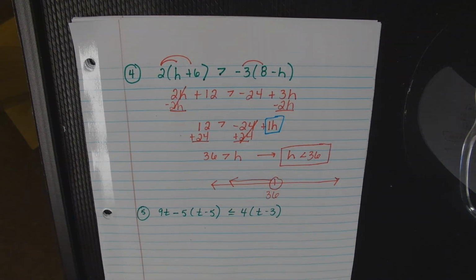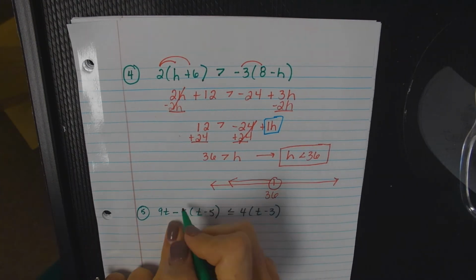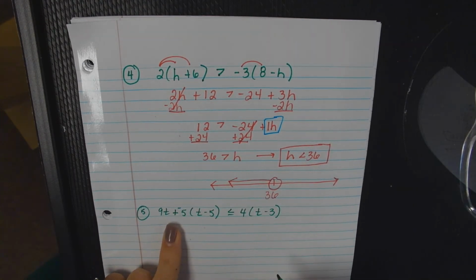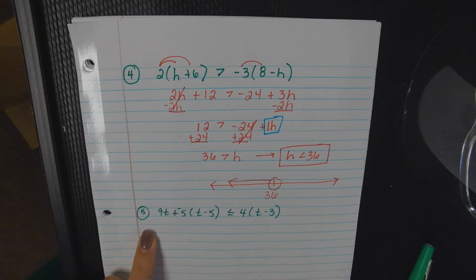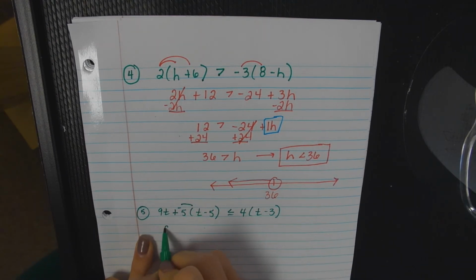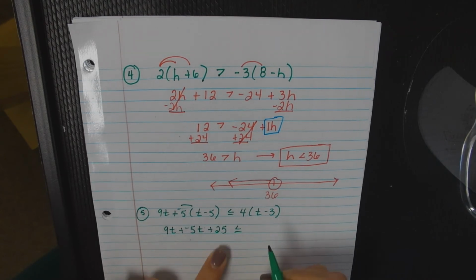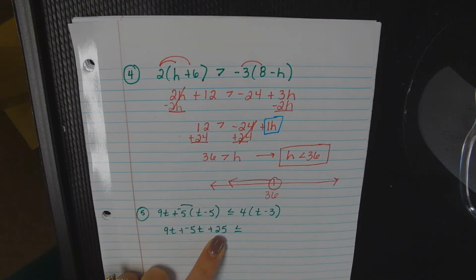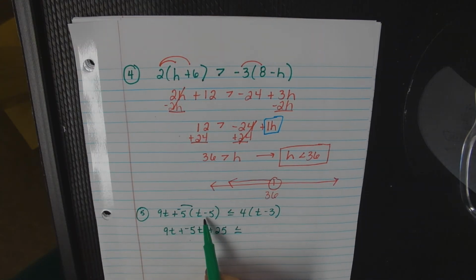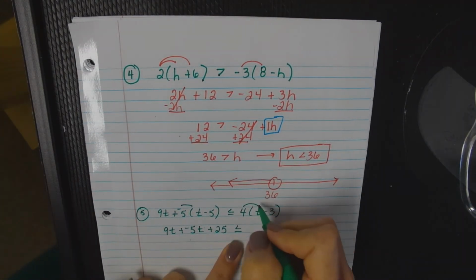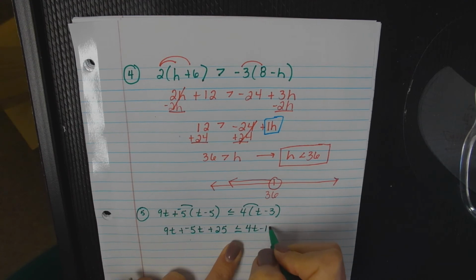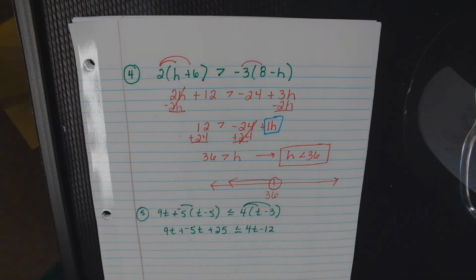Okay, this might be a tad bit harder. Avery, I'm so sorry, hon. I'm gonna actually add the opposite here just because it's a little neater. You don't have to, but I'm gonna distribute. So bring down this 9t. Negative 5t plus 25. Why is it plus 25? Because 5 times 5 is 25. A negative times a negative equals a positive. That's what we meant. All right.